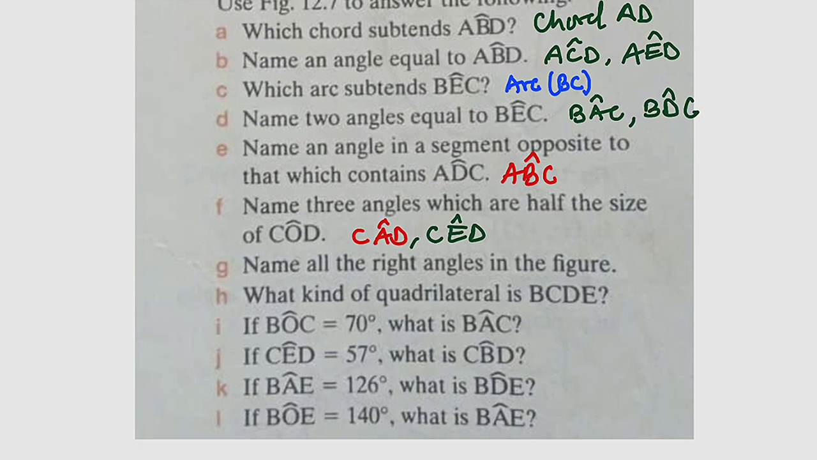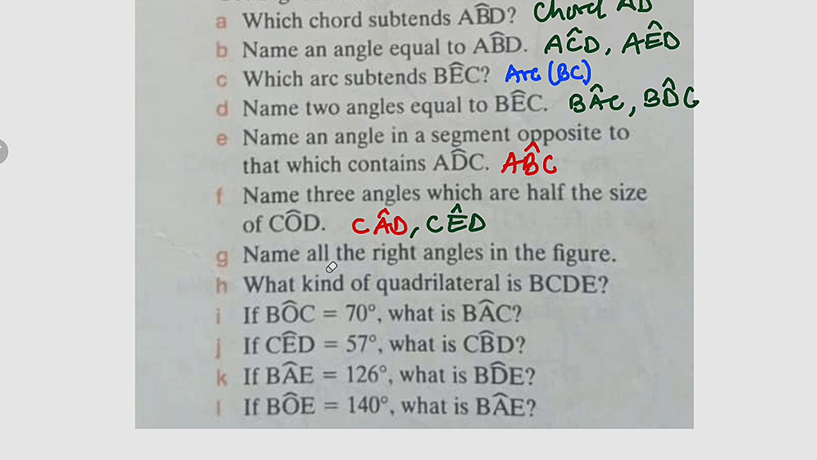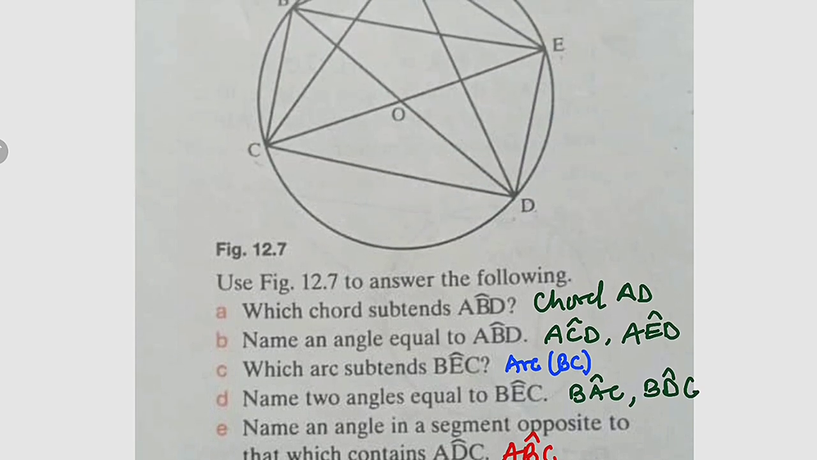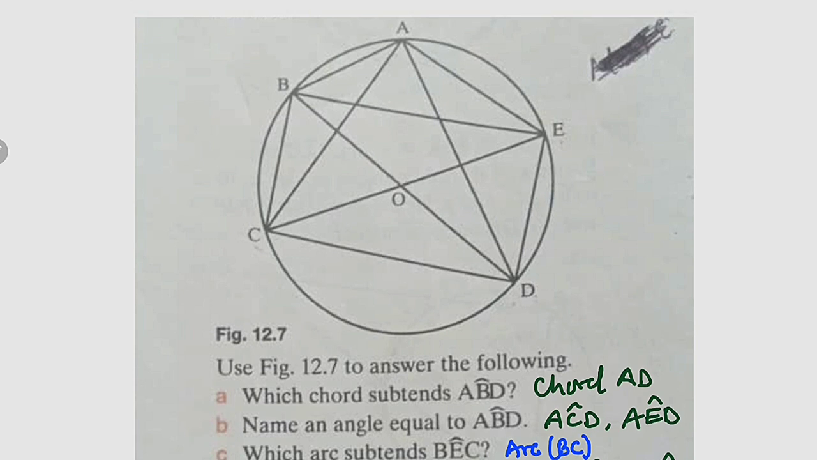Next question. Name all the right angles in the figure. Remember that a diameter subtends a right angle to the circumference, and we have two diameters here. I will start with this one. So any angle subtended by this diameter to the circumference would be a right angle.